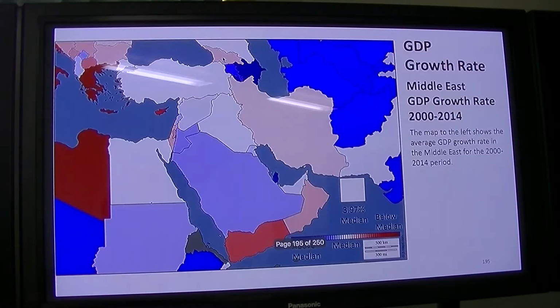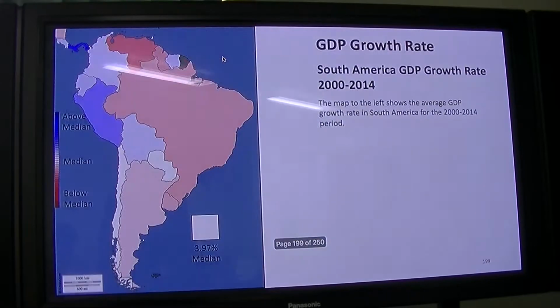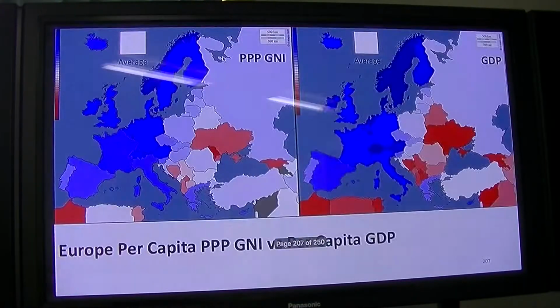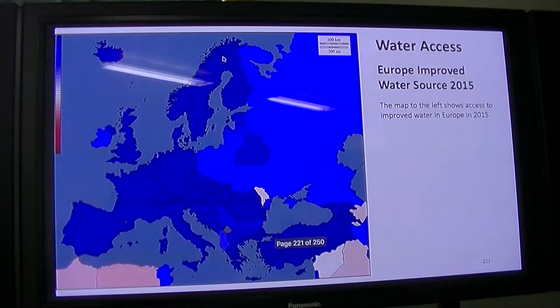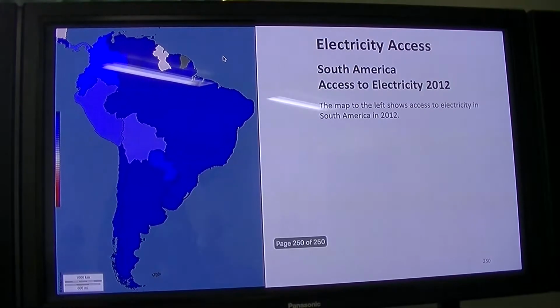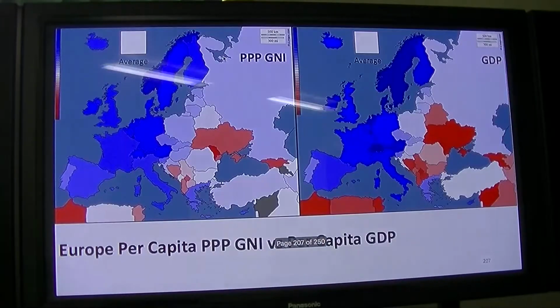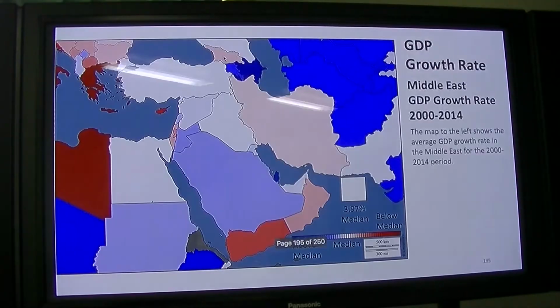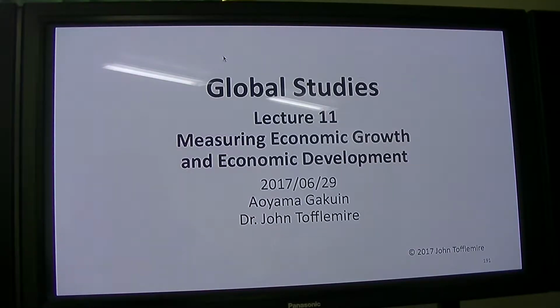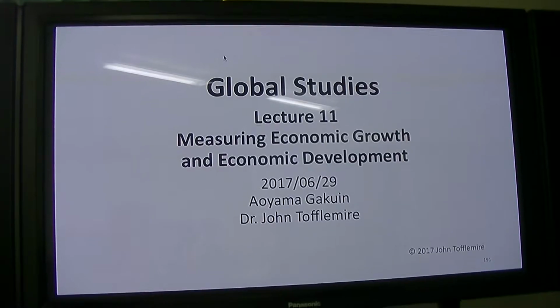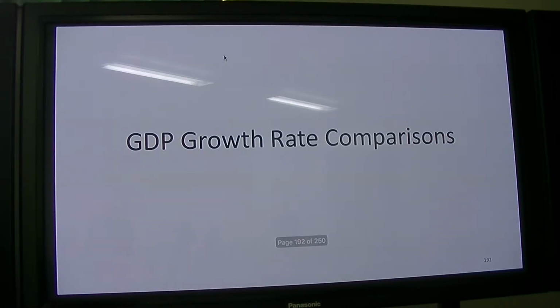We're going to talk about economic growth. There are a number of ways to measure it, different ways that people measure economic growth, GDP. We've talked about some drawbacks to GDP, and we're going to talk about different ways today to measure economic growth and economic development.